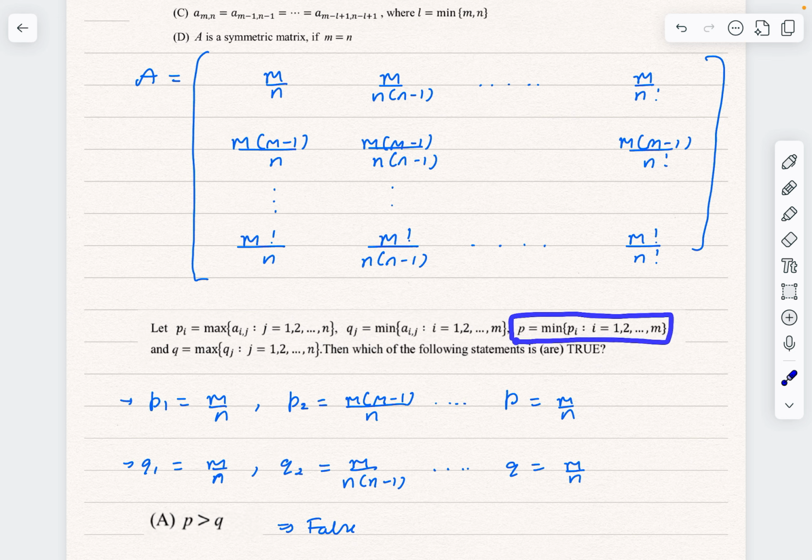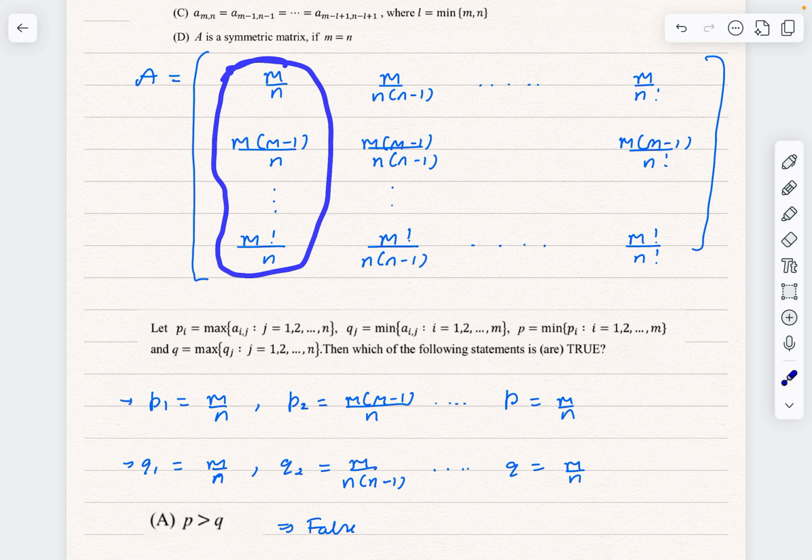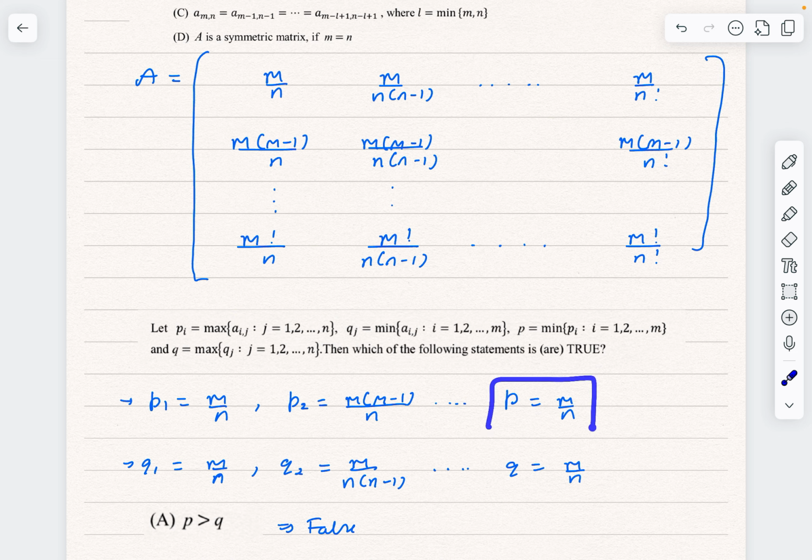Minimum of all the Pi's. So P1, P2, P3, all that we have got. Now we have to find the minimum of them. You see P1, in each row, the maximum element was the first element only. That means now in the first column, we are looking for the least element. You can see the least element of the first column is the first element only, because the denominator is the same and the numerator is increasing when you go down. So the least element is m by n. So P is m by n.